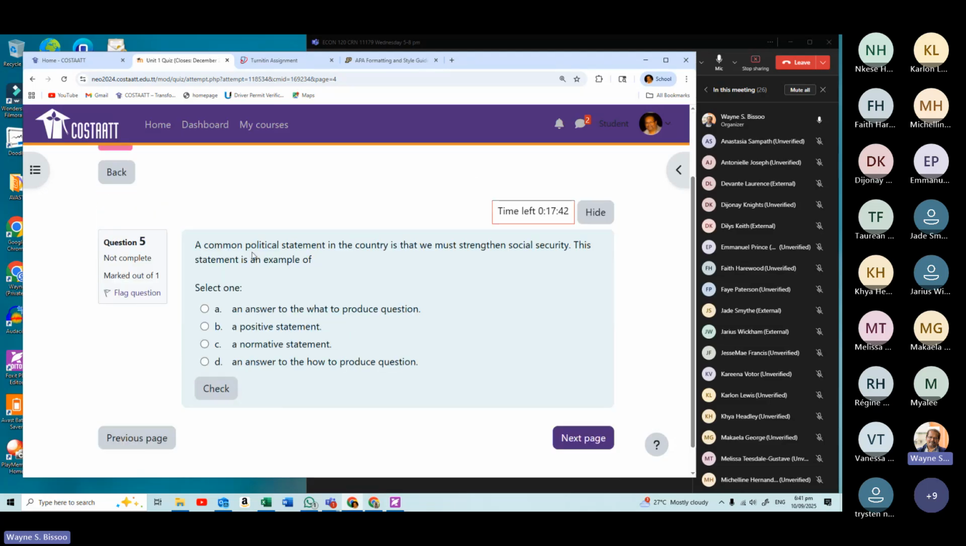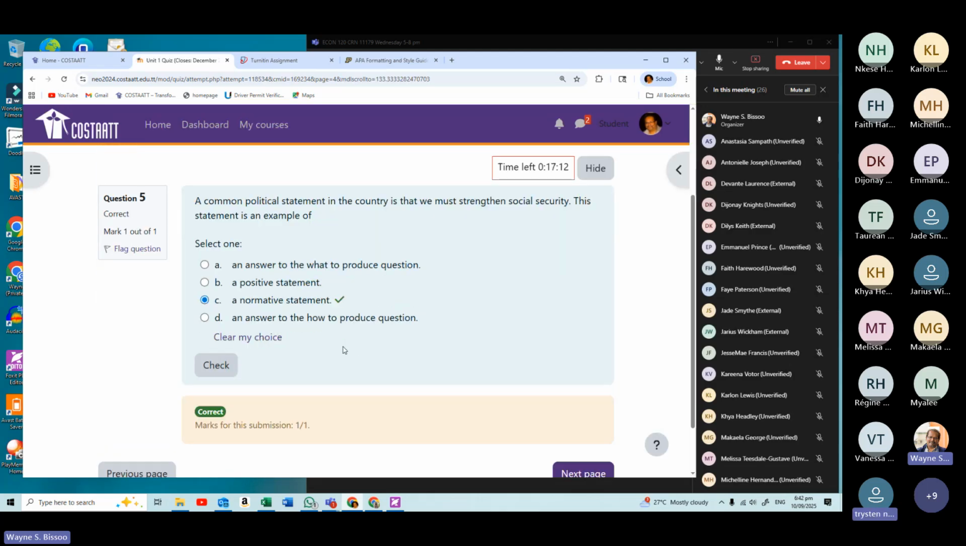All right, a common political statement in the country is that we must strengthen social security. This statement is an example of what? An answer to what to produce question, a positive statement, a normative statement, an answer to how to produce question. Anybody? All right, so I'll let you know that's a normative statement. That's somebody's opinion.